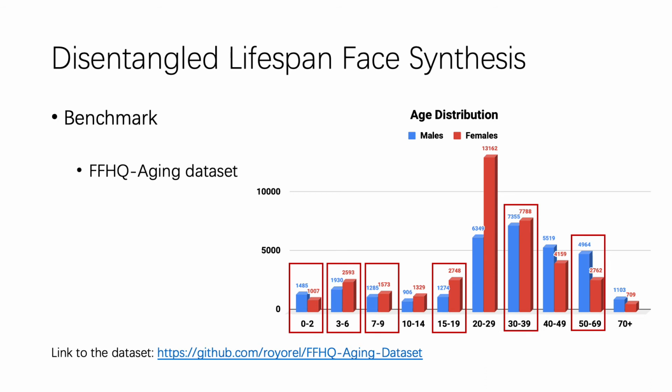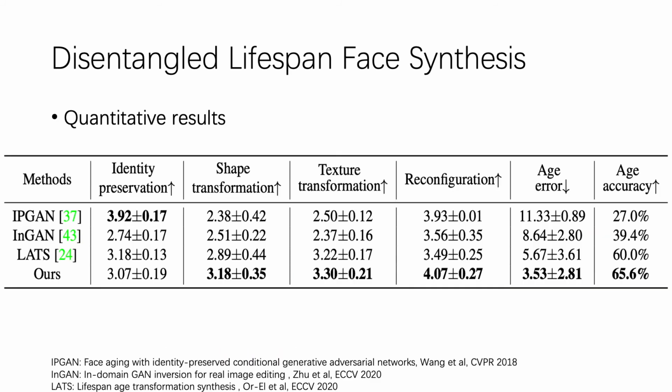During training, we cluster the dataset into several age groups. Then we only use 6 age groups for training, and we train the model for male and female separately. Overall, our model achieves better performance than previous work. In particular, our model is better on shape and texture transformation, reconstruction, and has better age accuracy.